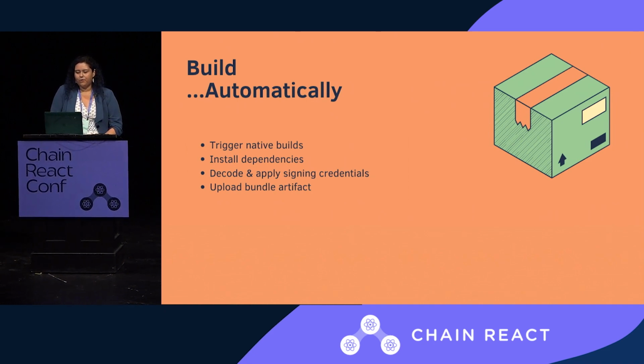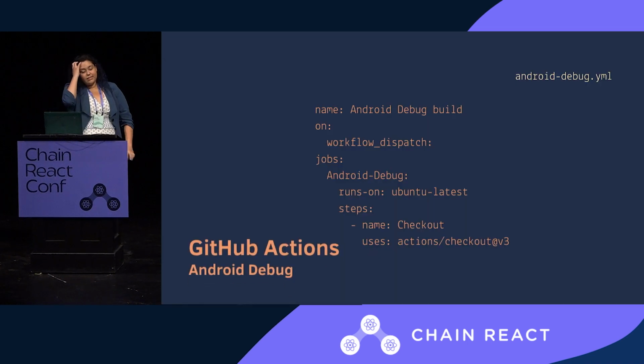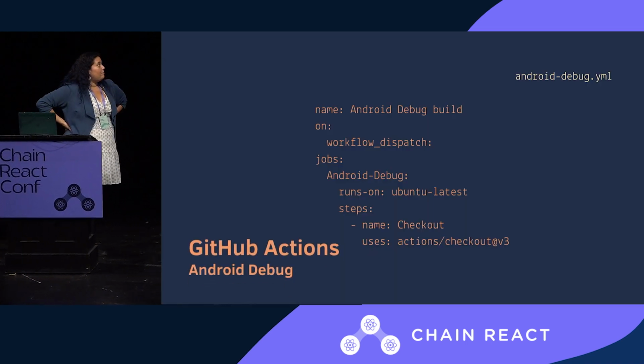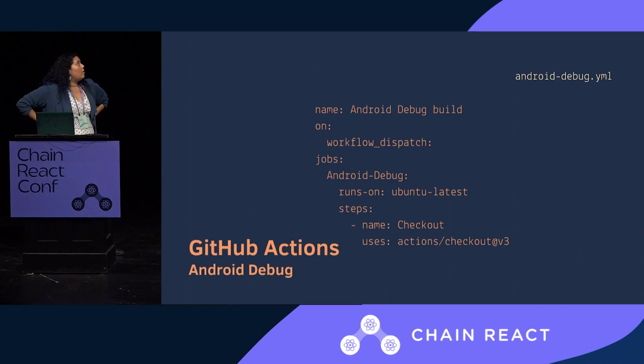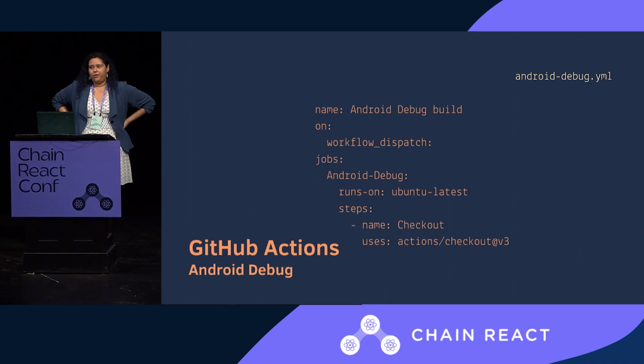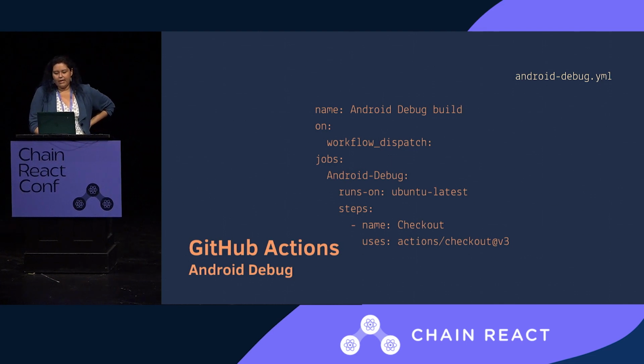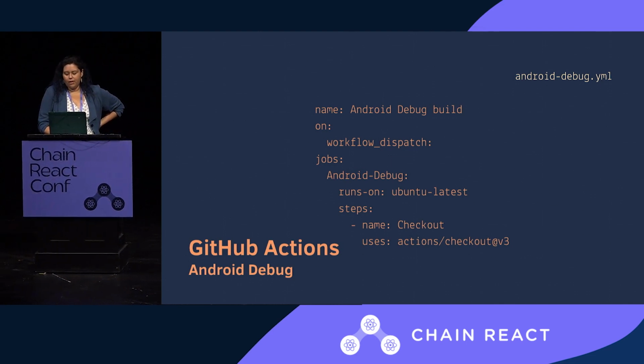So we'll run through an example of what that could look like. This is a GitHub Actions Android debug build. So we're running on an Ubuntu machine. The trigger is a workflow dispatch. So I trigger this manually whenever I want to do a debug build of a specific commit. And then it's checking out the code.